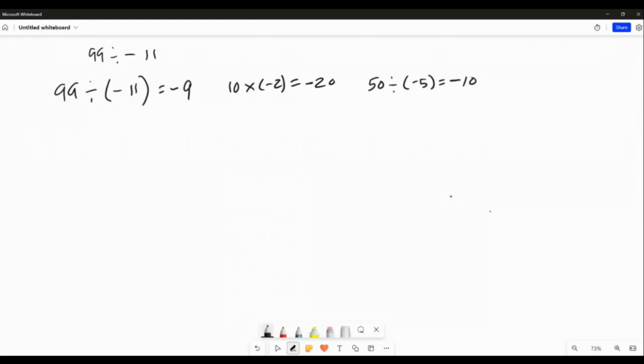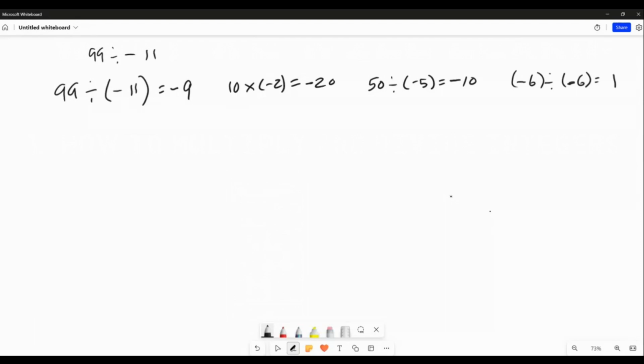I'm going to change the next one. What if it were -6 divided by -6? Well, if we take 6 and divide it by 6, we get 1. And since I have a negative and a negative, that gives us a positive 1. Negative times a negative, or negative divided by a negative, is a positive.